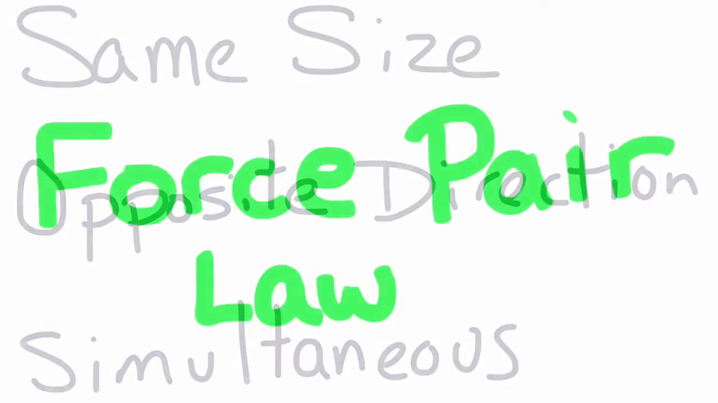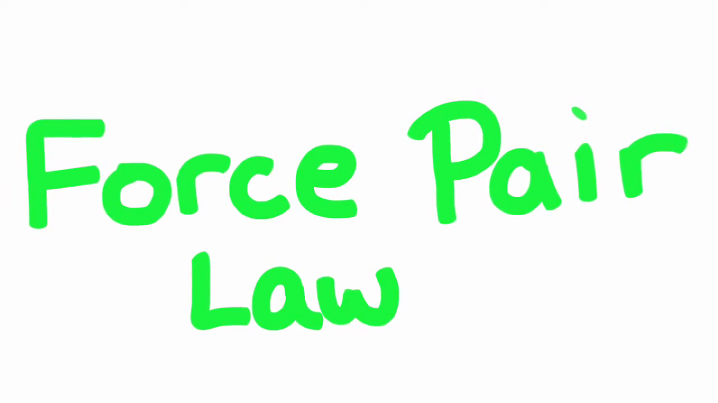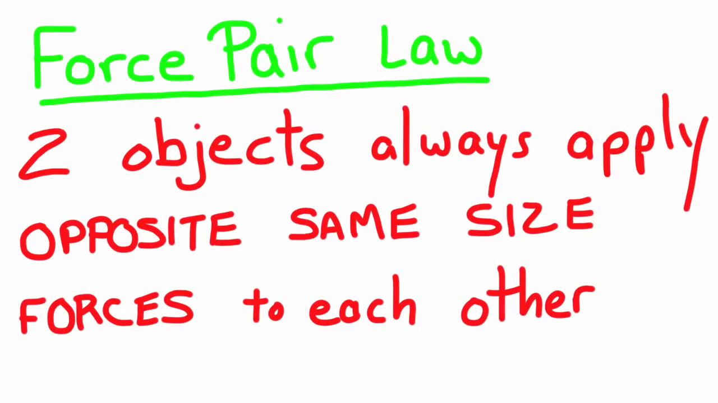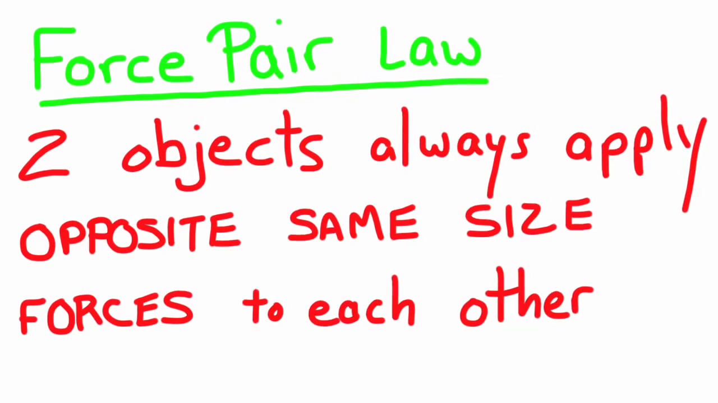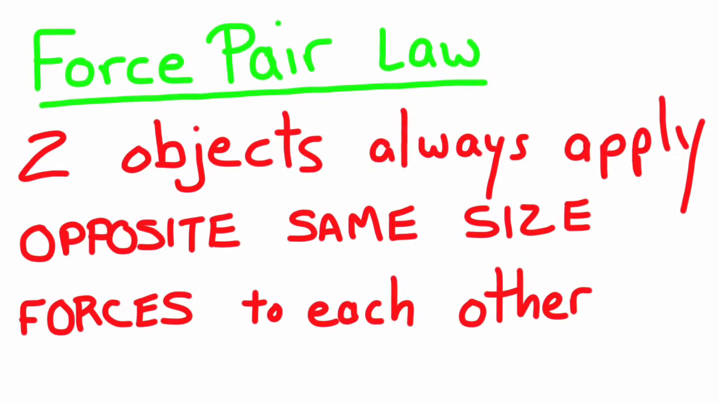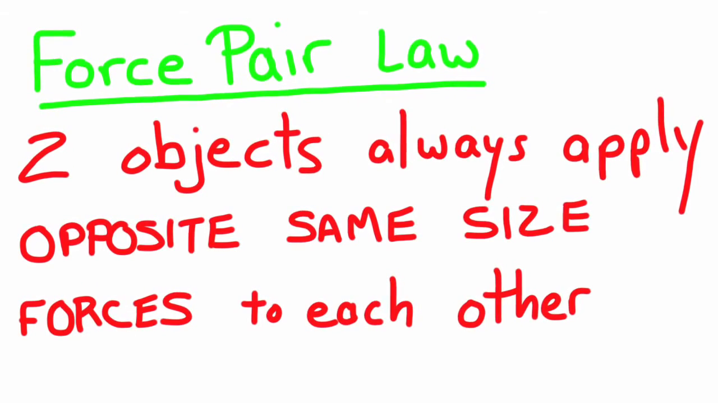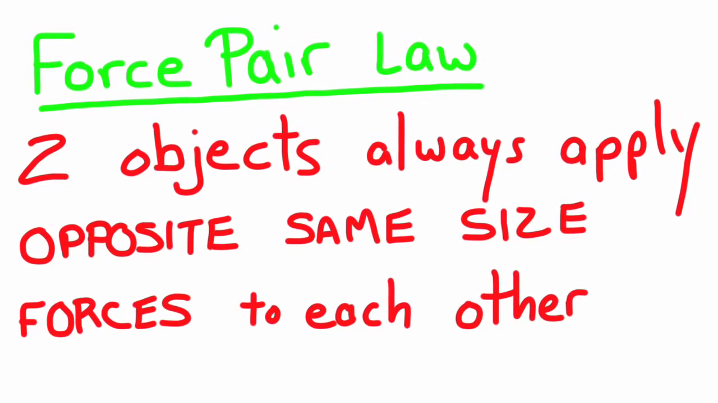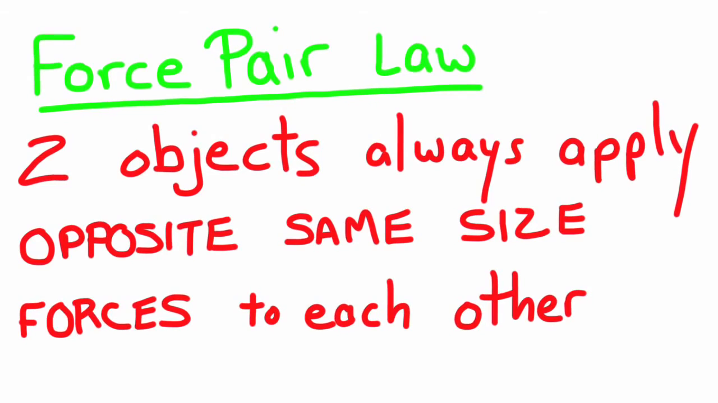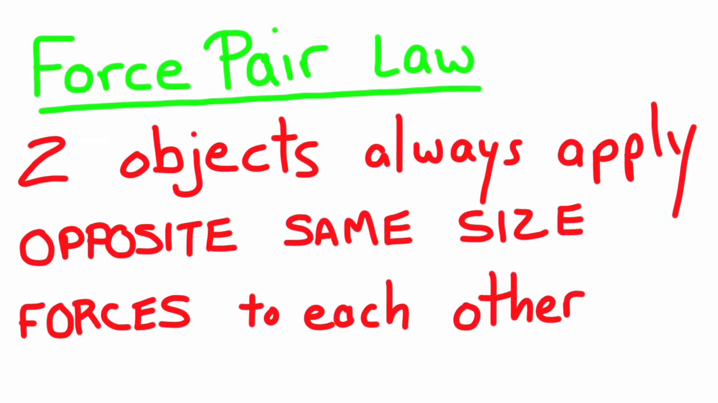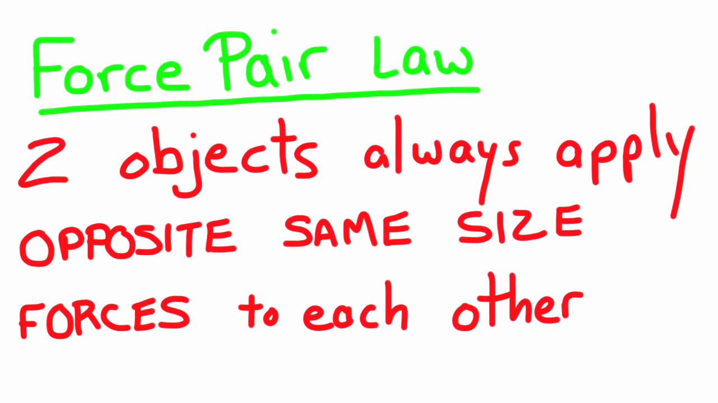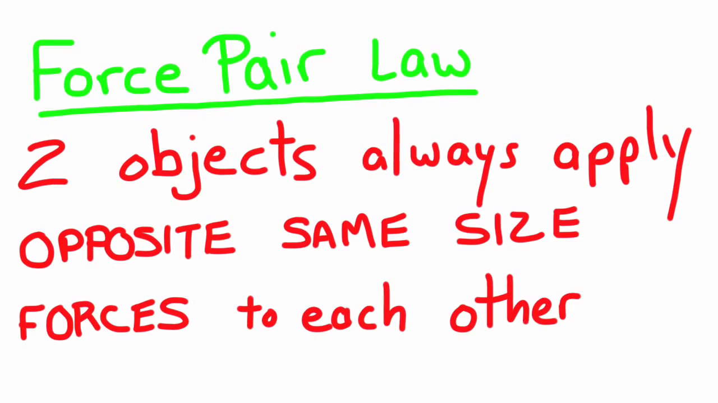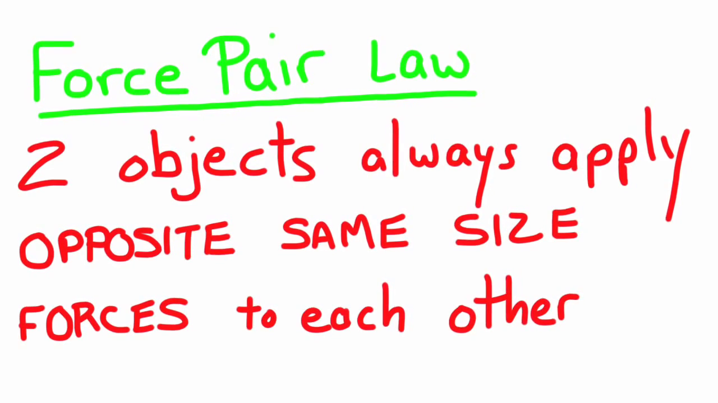So, let's call it the force pair law. And let's say something like two objects always apply opposite same size forces to each other. Simple, gets the point across: force pairs, opposite direction, simultaneous, same size, two objects. And that's what we're looking for, a good understanding of Newton's third law of motion, which is difficult to get.